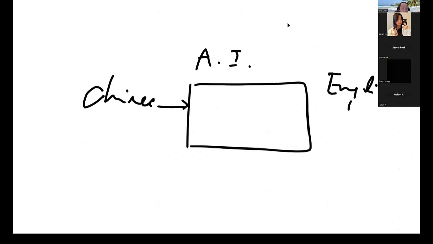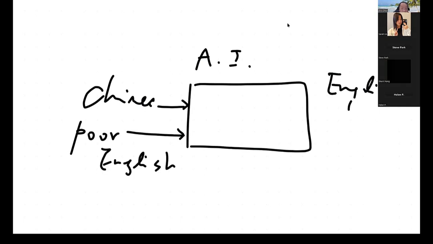You translate from poor English. For example, my writing: you use Grammarly to translate it to good English. So AI is doing some language translation from one language to the other. Am I correct?